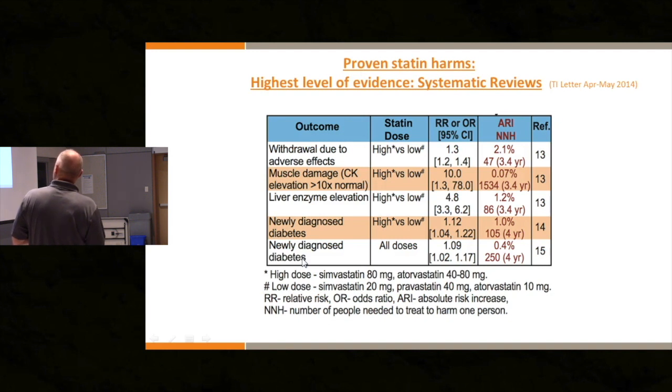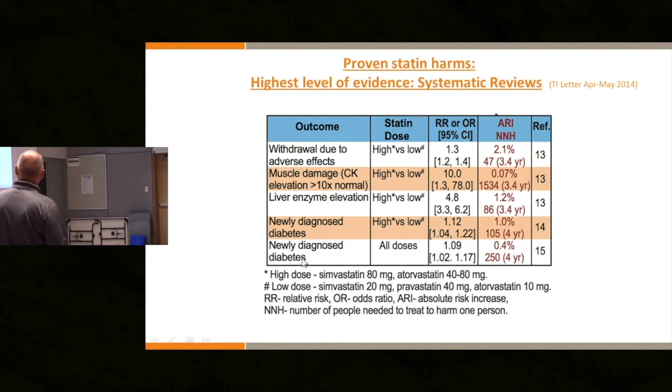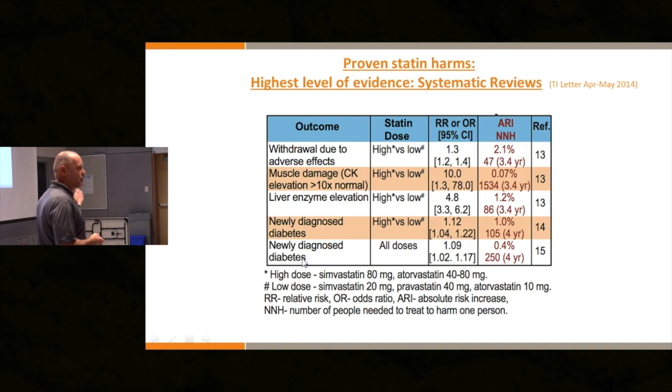So with statins, high dose versus low, the withdrawal due to adverse effects would be in about 2.1% of people. So in the studies at least, there is some withdrawal. Muscle damage with CK elevated, again, a very small number. Liver enzymes. So those kinds of concerns we have, they didn't really find at the highest level of evidence. And again, this is the newly diagnosed diabetes, where they found that there really is an association. And this one is going to be real.